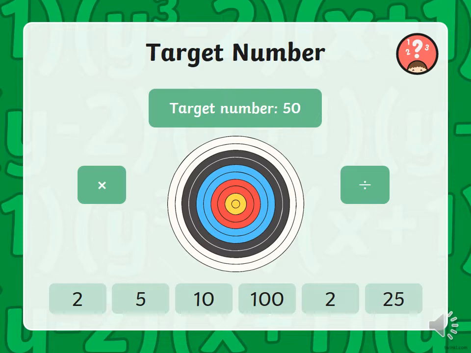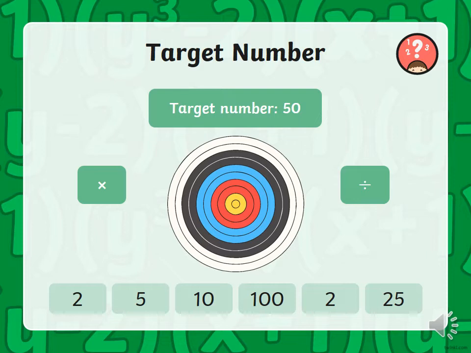What I want you to do is pause the video for yourself and see if you can make your target number 50 using only the numbers that are at the bottom, and only using the multiplication and division sign. So pause the video and try to attempt this question and let's see what you get. Okay, so one example that you can do is 5 times 10, which gives you 50.